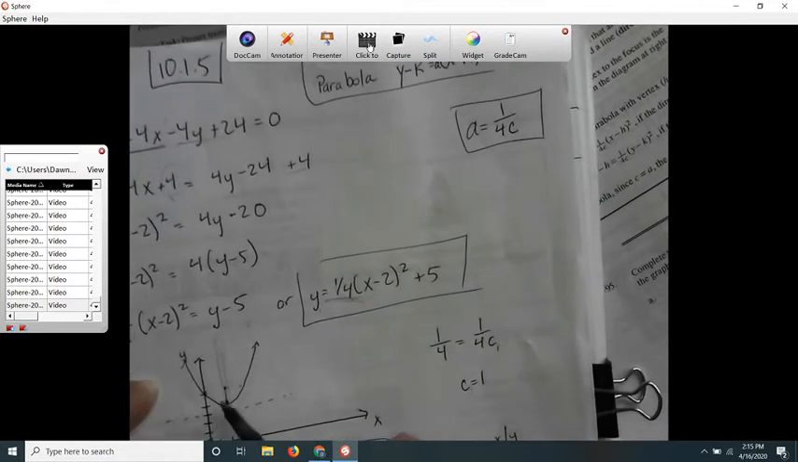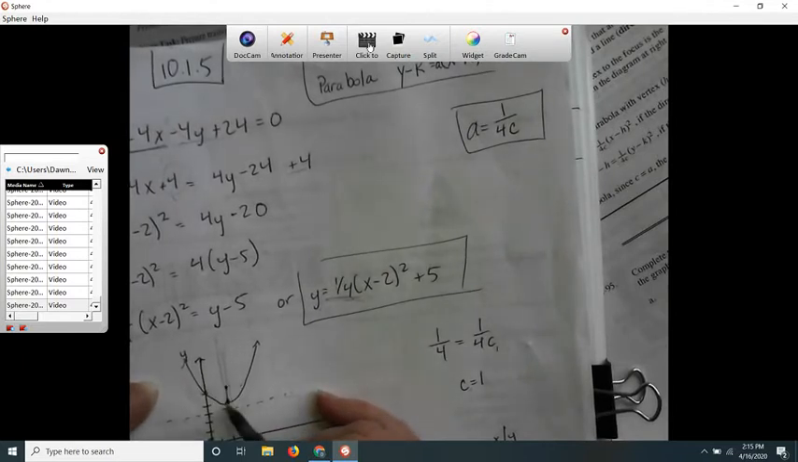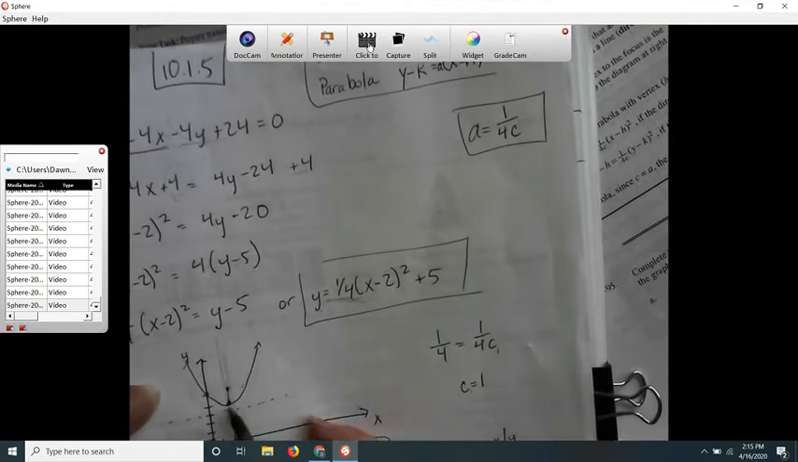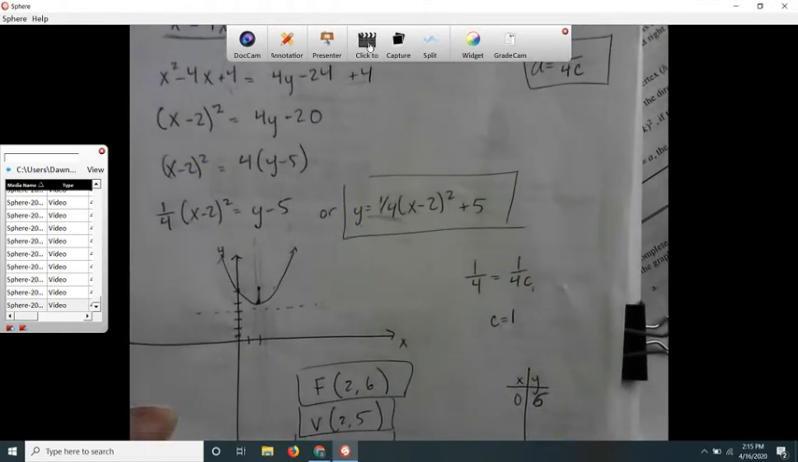So I knew that the focus was going to be on the inside of the parabola, so I put it up by 1 from the vertex. I make this distance be 1. And then they wanted me to label all these things.